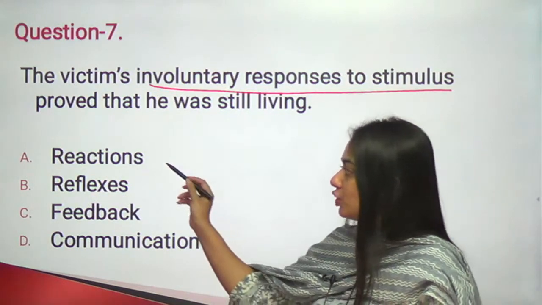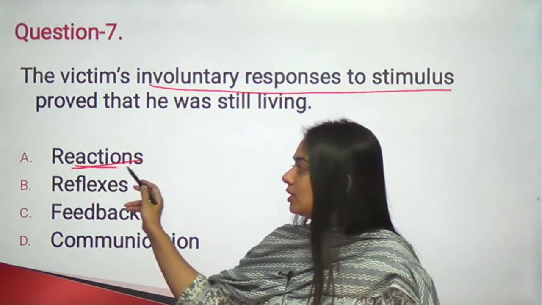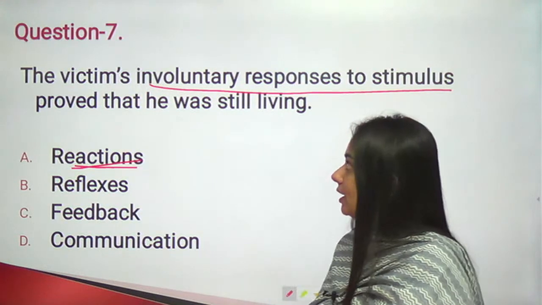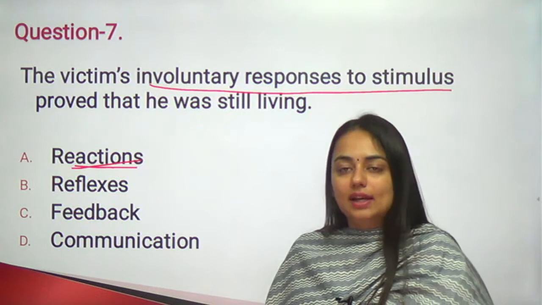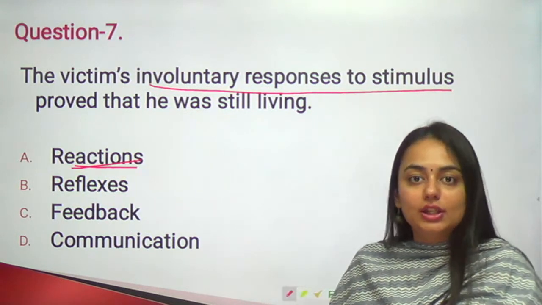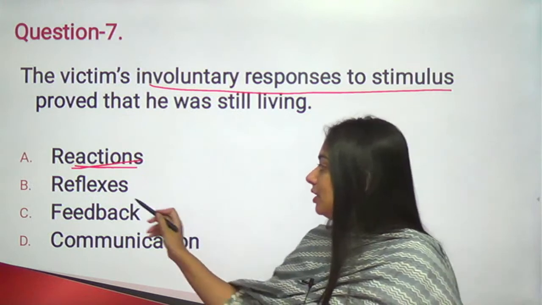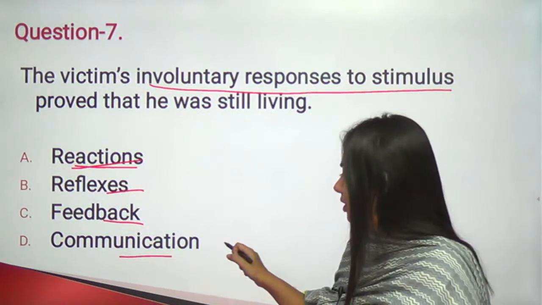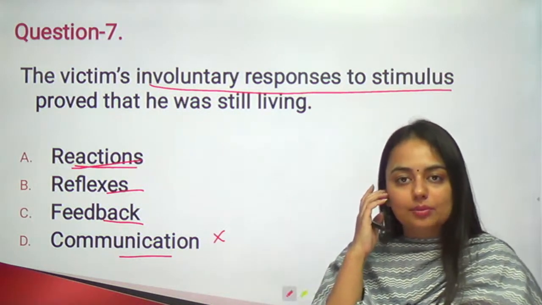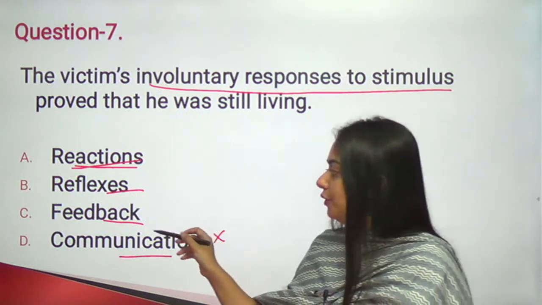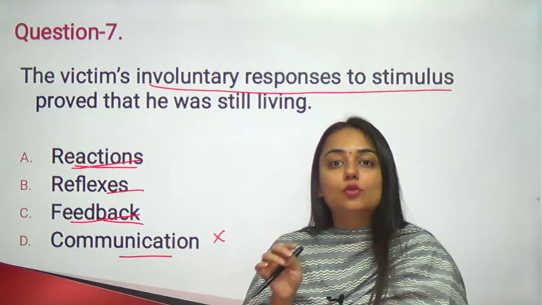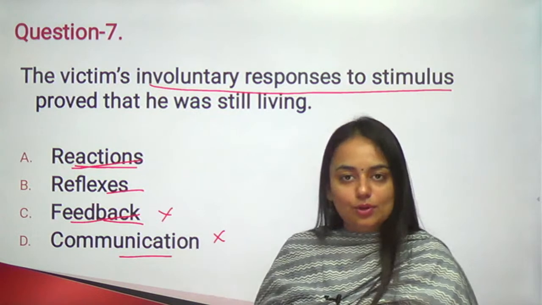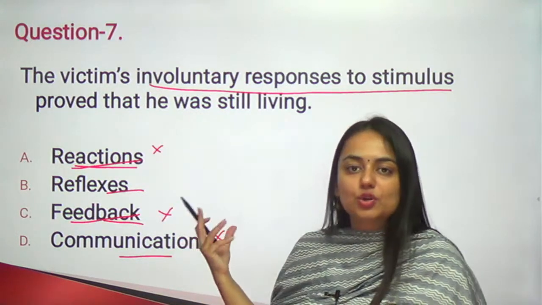Should it be reaction? I have already said, reactions can be natural also, they can be unnatural also. So we cannot say that involuntary responses are reaction. Yes, they are, but there are other things also which are voluntary and they can also be reaction. Should it be reflexes, feedback, or communication? Clearly communication is out of the scope. Communication is two people communicating through a medium, right? So it cannot be communication. Feedback is never involuntary. You voluntarily give a feedback to something, right? Easily eliminating this one also. This also I have eliminated. So what are we left with?